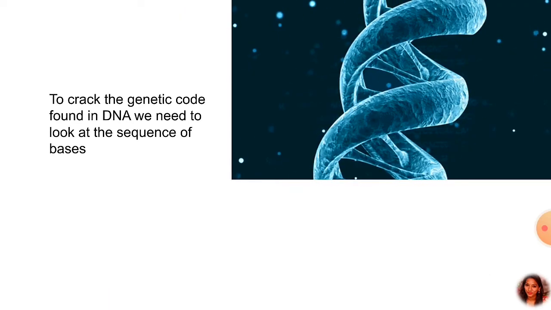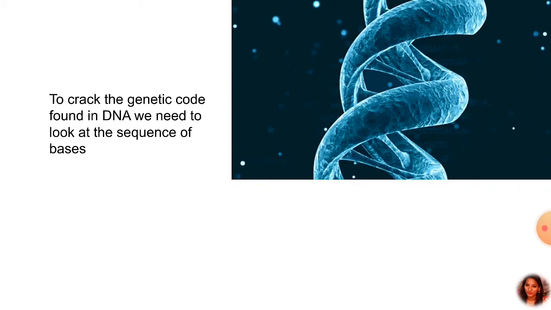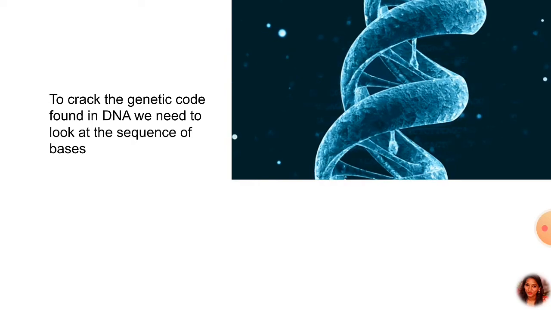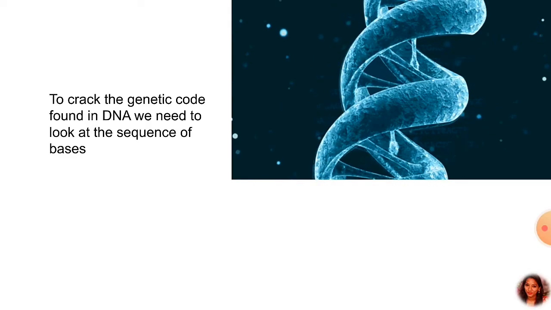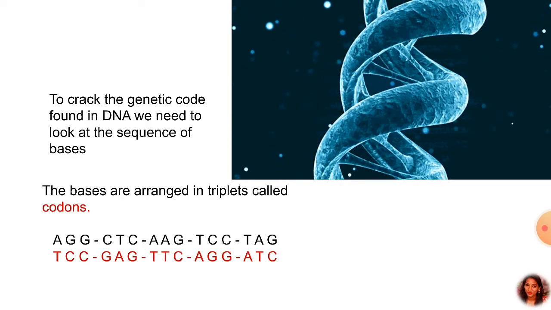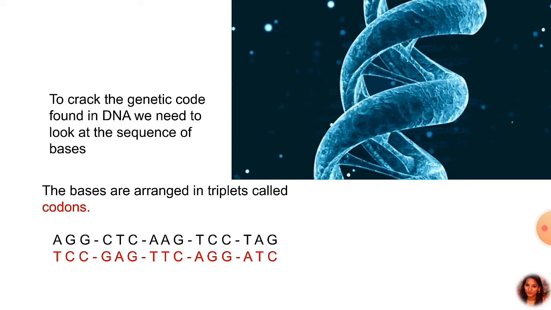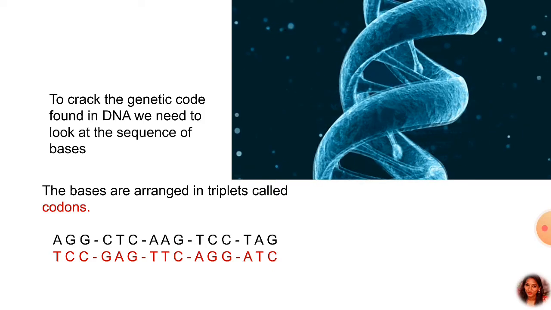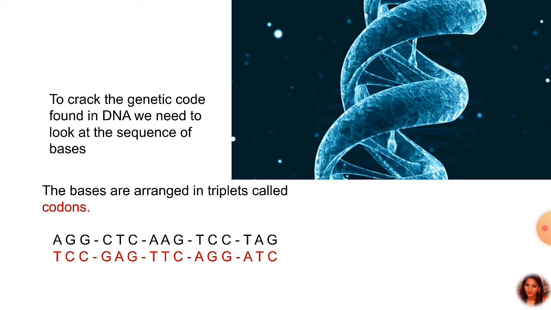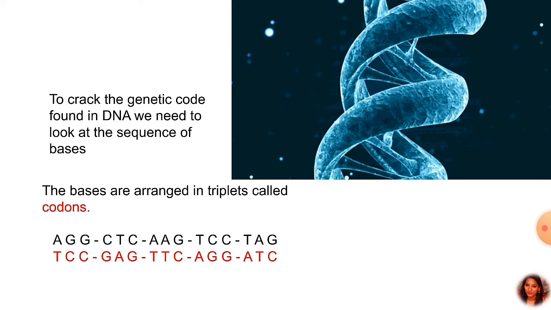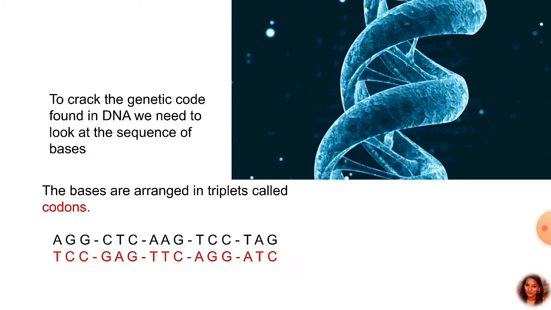To crack the genetic code found in DNA, we look at the sequence of base pairs. Whatever sequence we have just studied, A binds with T and G binds with C, these are the base pairs. Here the bases are arranged in triplets called codons. If we consider a group of three bases, for example AGG, then CTC, this group of three bases is called a codon because they code for a particular structure.